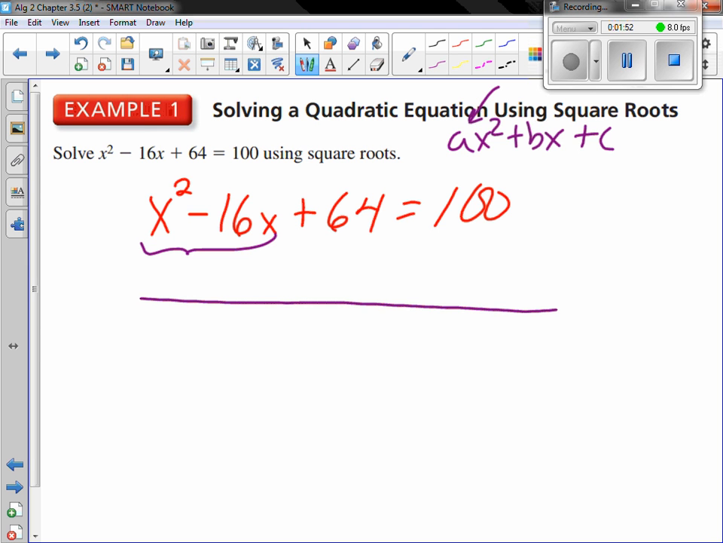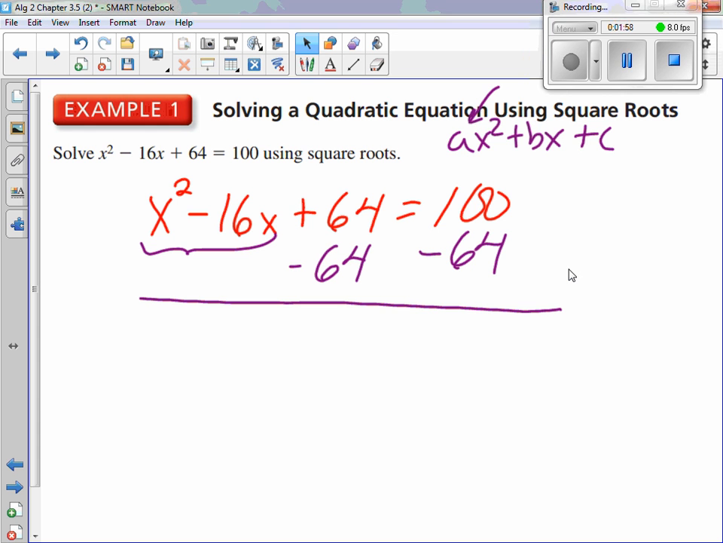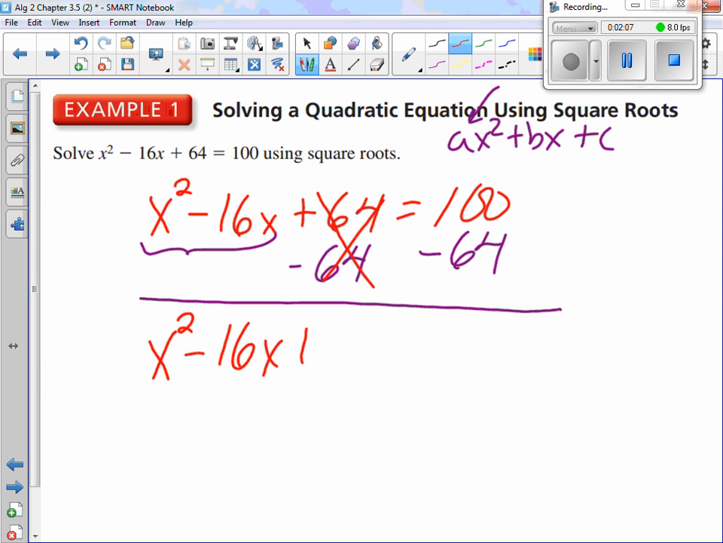So what are we going to do to both sides? We need to subtract the 64 from both sides. Because when we do that, 64 minus 64 is gone. Plus, we still leave a blank for it because, again, we're going to find a value that's going to go there that will make that a perfect square trinomial that we can rewrite as a set of parentheses squared. Now, 100 minus 64 is 36.